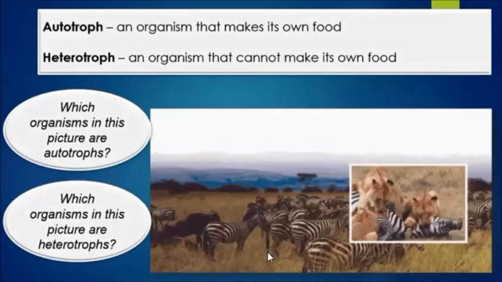Anything that eats other organisms, like the zebras or the lions, those would be considered heterotrophs because they can't make their own food in their bodies. They have to eat other organisms for energy. Okay, so basically plants are autotrophs. They're able to make their own food.